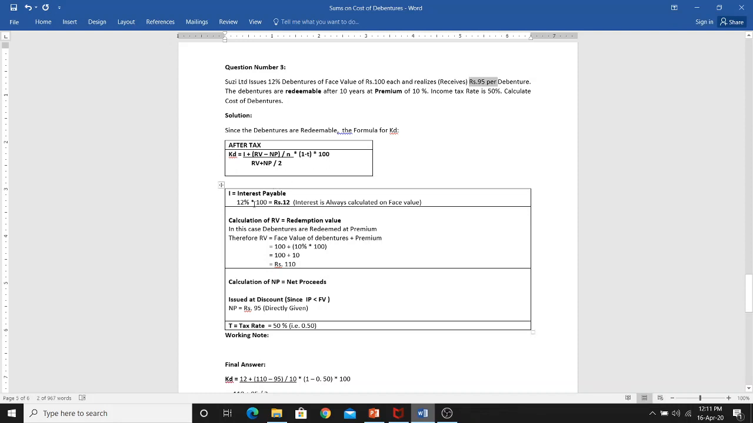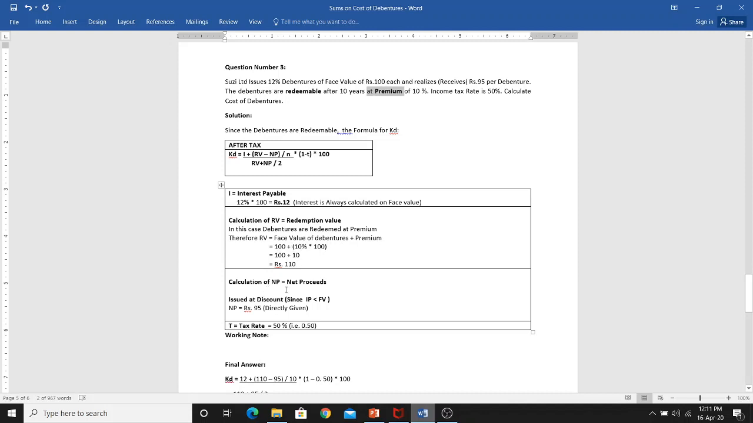How do you calculate interest? Interest is always calculated on the face value. So 12% into 100 is rupees 12. Now we require the redemption value. Now it is redeemed at premium. So when it is redeemed at premium, what is the formula? Face value of debentures plus premium. Face value is 100 plus 10% of 100 is 110.